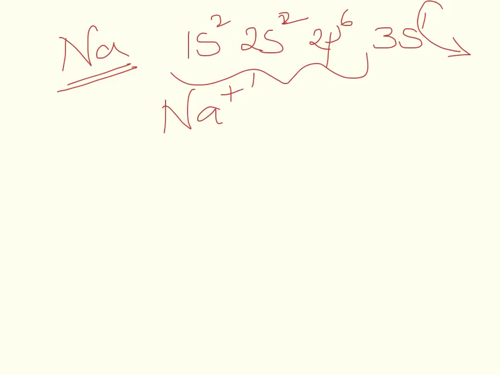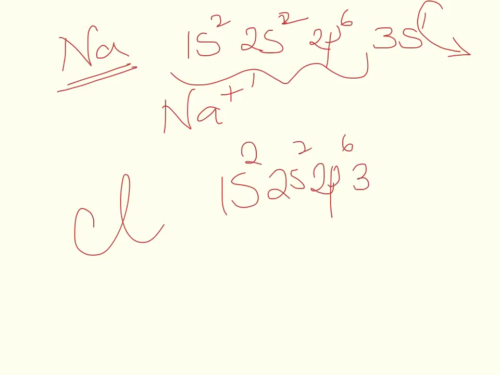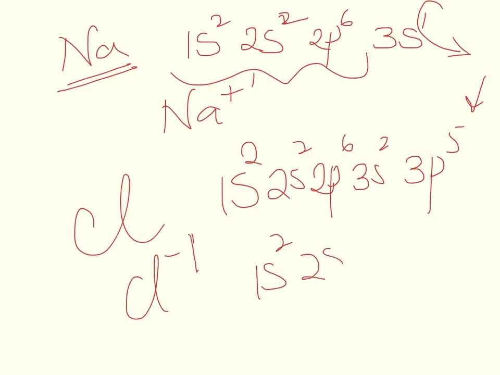Non-metal, say chlorine, right? 1s2, 2s2, 2p6, 3s2, 3p5. Now, if it were to lose electrons, it has to lose 7 electrons. If it were to gain, it can gain 1 electron. So if this gains an electron to form Cl-, the chloride ion, it is 1s2, 2s2, 2p6, 3s2, 3p6.